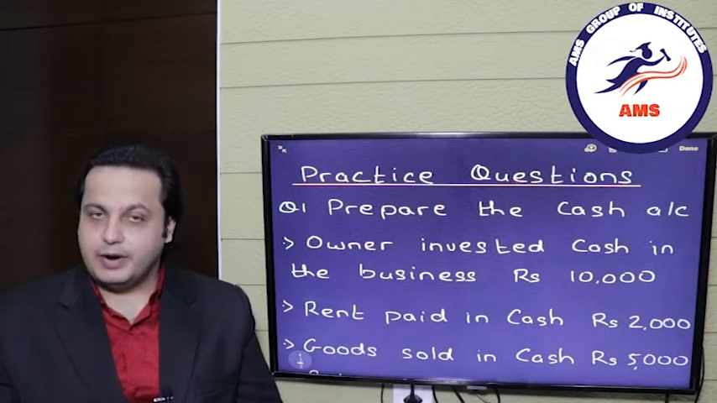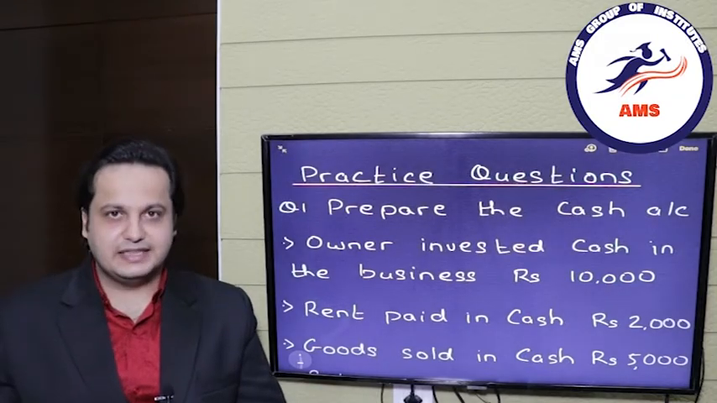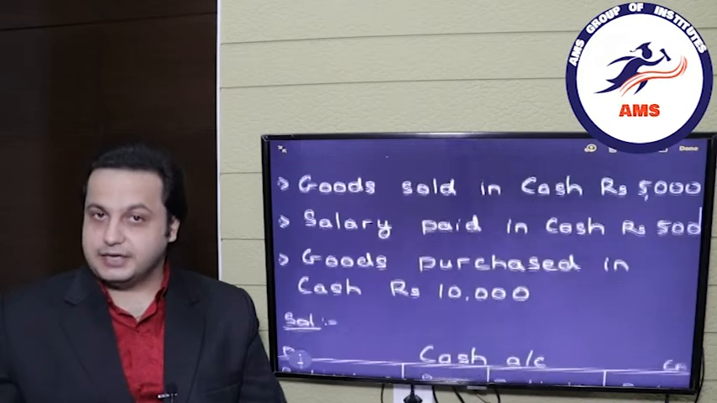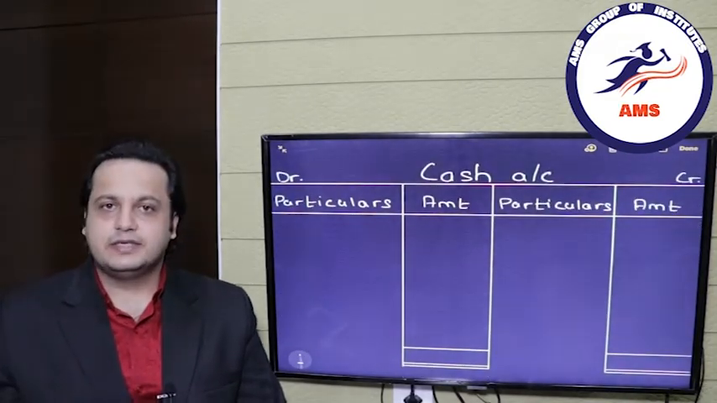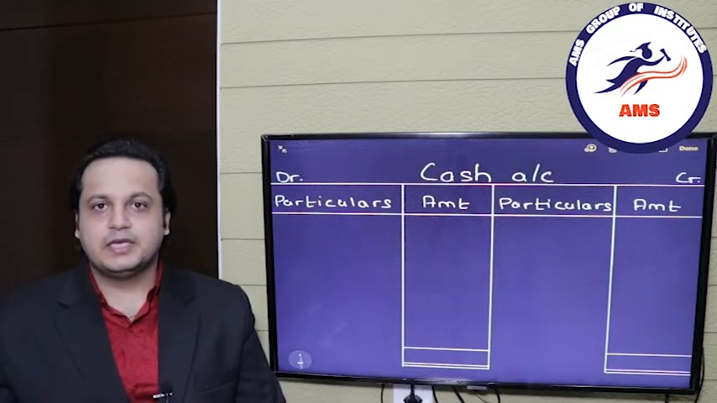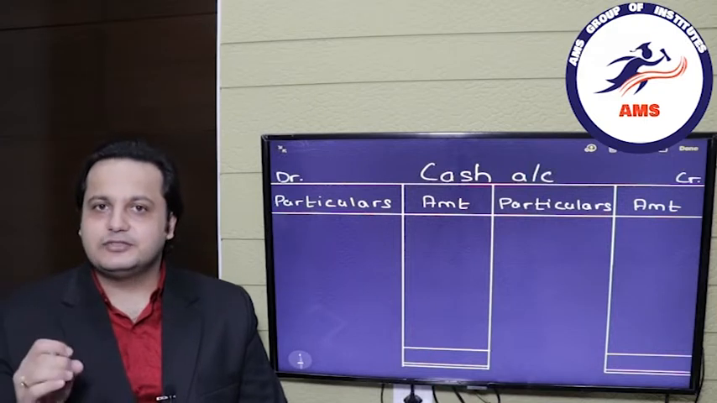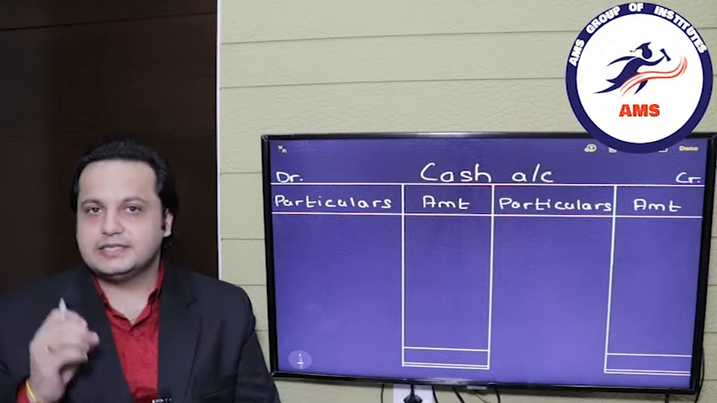So transaction number 1. The owner invested cash in the business, rupees 10,000. So the journal entry will be by cash account debit to capital 10,000 rupees. Now how are we doing the journal entry? We have seen this in the previous video. If you have missed that video, then please go back to the channel and see that link. So cash account debit to capital.